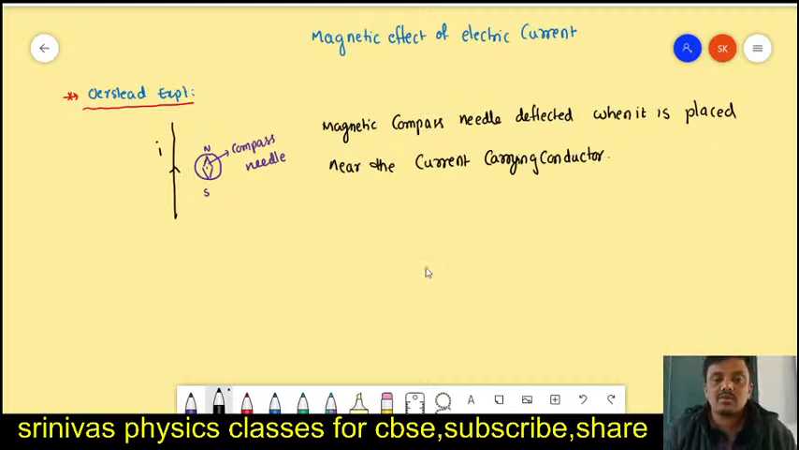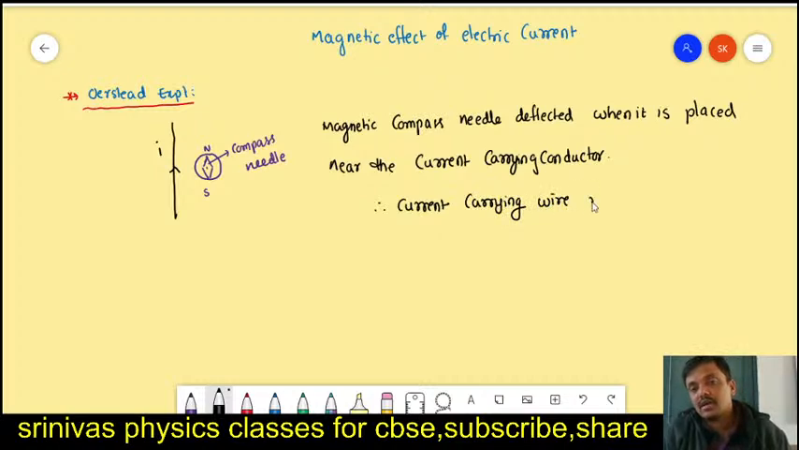By this he gave the relation between magnetism and electricity, and the conclusion that a current carrying wire also produces a magnetic field. Generally, the magnetic field is produced by a magnet, but a current carrying wire also produces a magnetic field around it. Generally, due to current an electric field would be expected, but a current carrying wire produces a magnetic field.